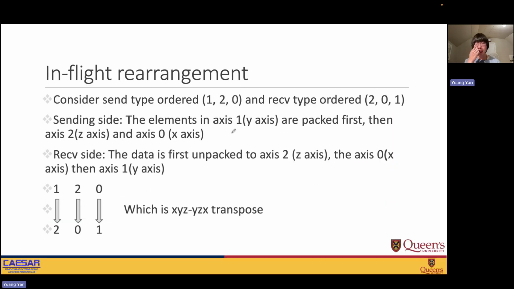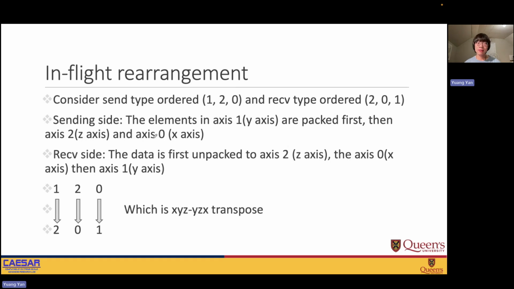Okay, since we have developed this scheme, the function, we're going to explain how the in-flight data rearrangement is performed. Suppose we have already constructed one data type called 120, and on the receiving side, the data type is 201. And on the sending side, the elements in the y-axis, which is axis 1, are packed first, and then axis 2, and then axis 0.